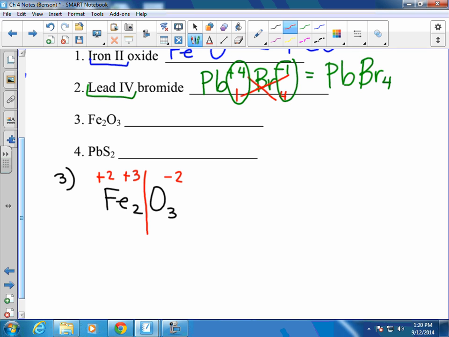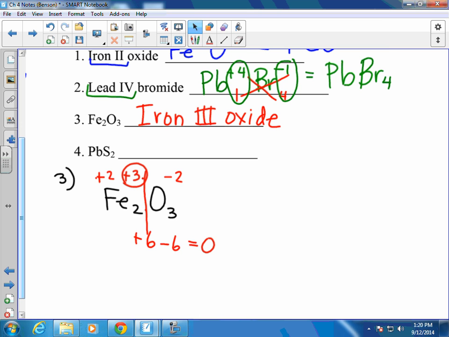So I still want to do my math. If I take a look, I have 3 multiplied by negative 2. So this half is negative 6. And remember, we're trying to equal 0. So if I do the same multiplication over here, plus 3 times 2 is positive 6. Plus 2 times 2 is 4. That's not going to equal 0. So it has to be iron 3. That gives me my plus 6. So when I write this out, I have to use a Roman numeral. So it's going to be iron 3 oxide. Okay? I know, a little bit confusing.